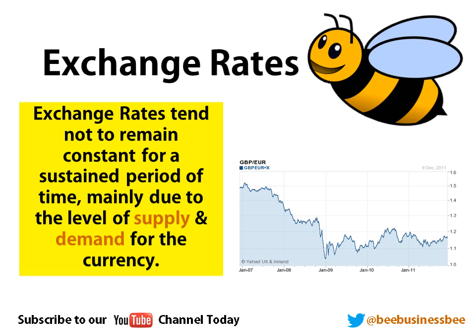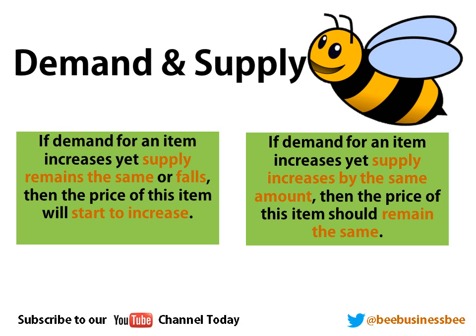So let's have a look at what we mean by supply and demand to take it into that next level. Let's look at supply and demand in a more general form before we apply it to our currency. So if demand for an item increases, yet supply remains the same or falls, then the price of this item will start to increase. If you think logically about this, this is because more people are demanding the product, but there isn't the same amount of supply there, so they're going to pay a little bit more to get their hands on it. Whereas if demand for an item increases, yet supply increases by the same amount, then the price should remain the same. And also, if we were to increase supply, but demand was to remain the same, then we should see the price fall.